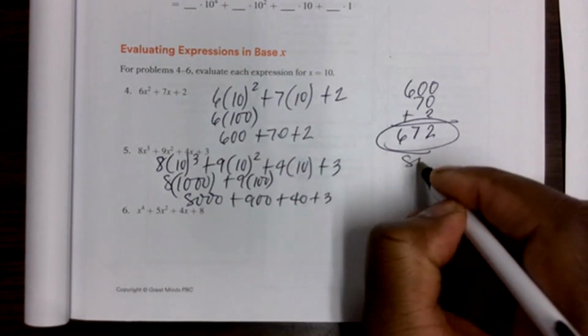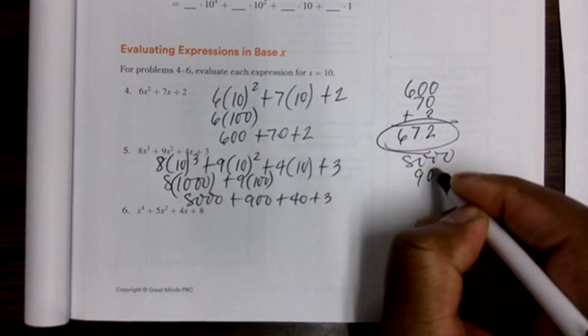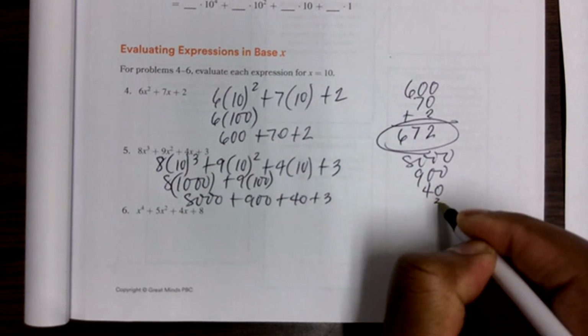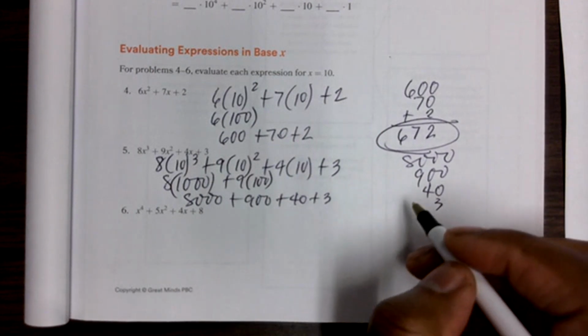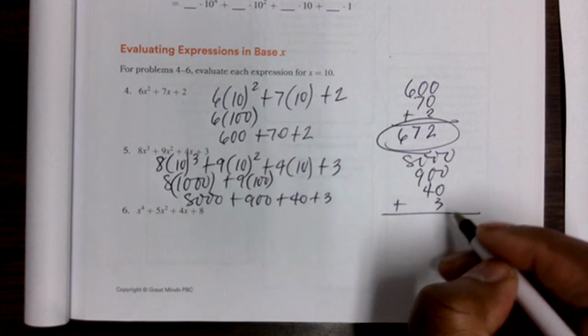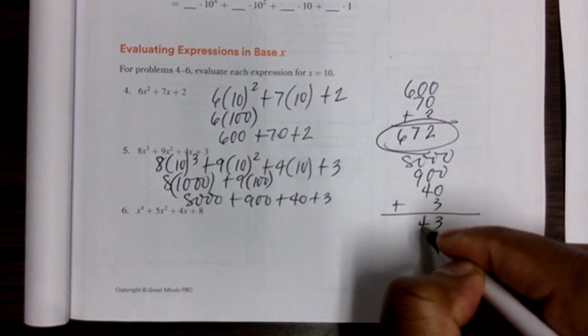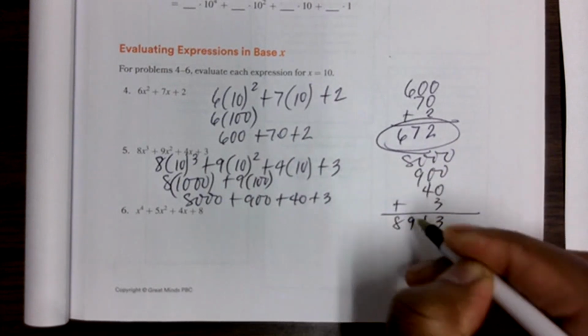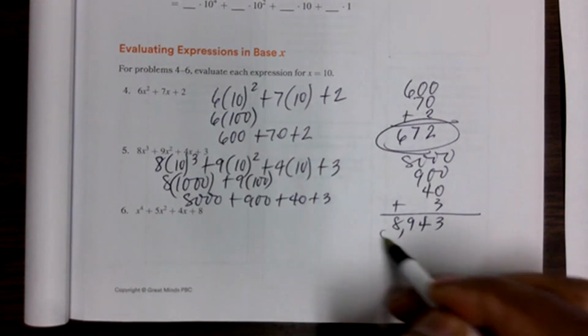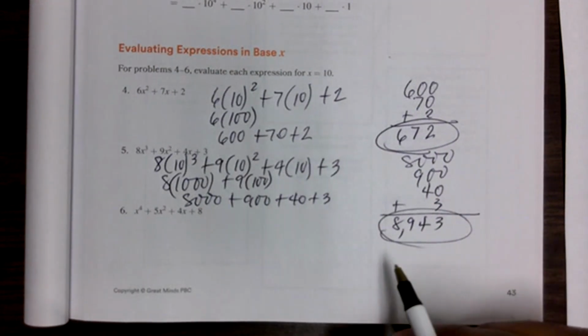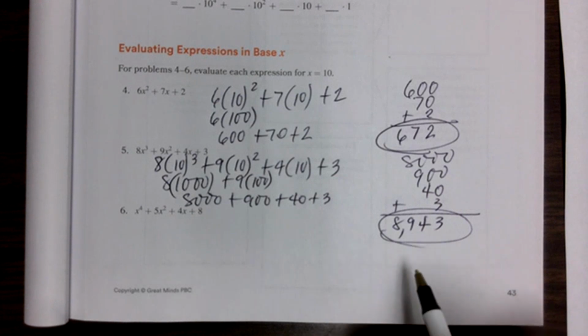All right, now we need to add 8,000 plus 900 plus 40 plus 3. Put our comma in the proper place. The answer for number 5 is 8,943.